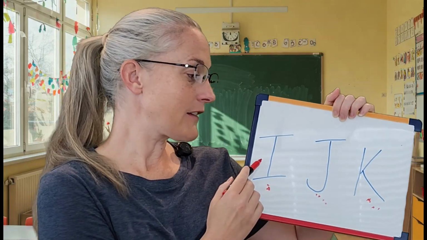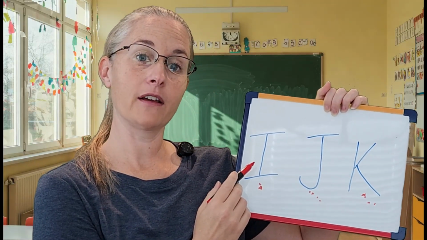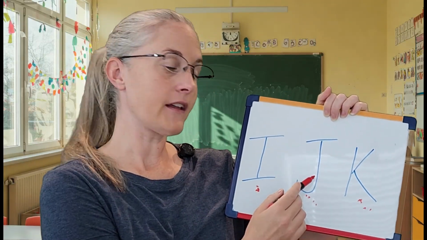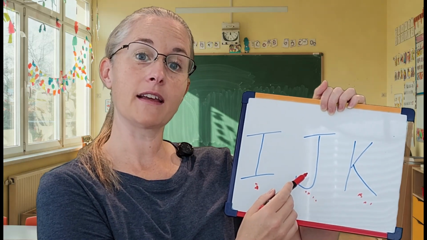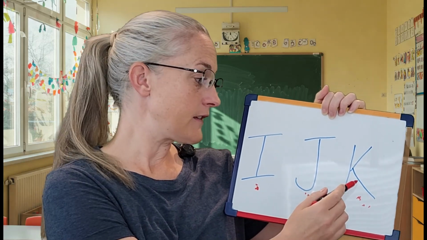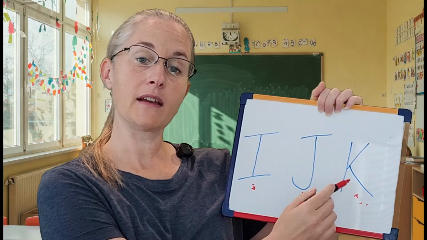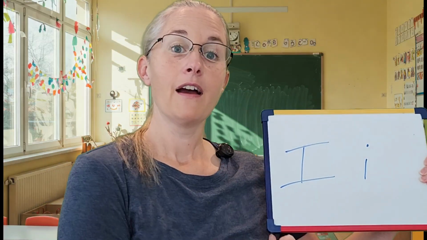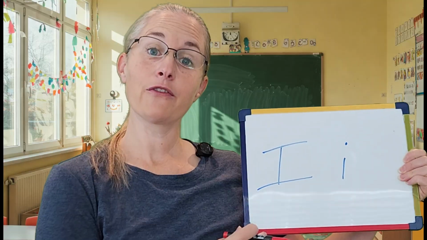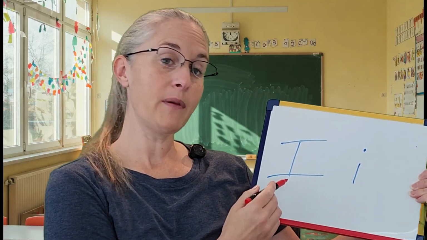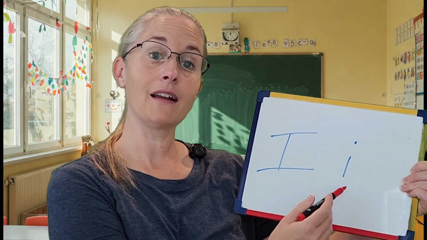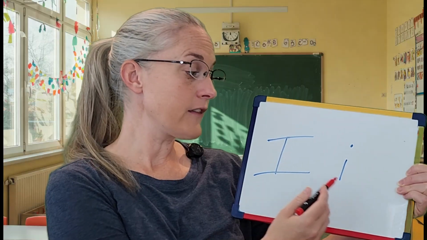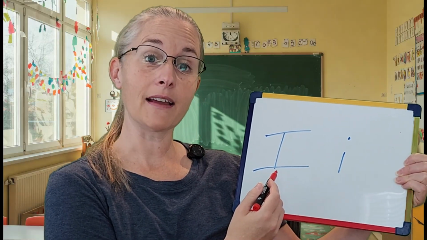Okay, so this is the letter I and it makes the sound I. This is the letter J and it makes the sound J. And this is the letter K and it makes the sound K. Good job. Let's look at the letter I first. So this is a big I and this is a little I. They sound the same. They both make the sound I.